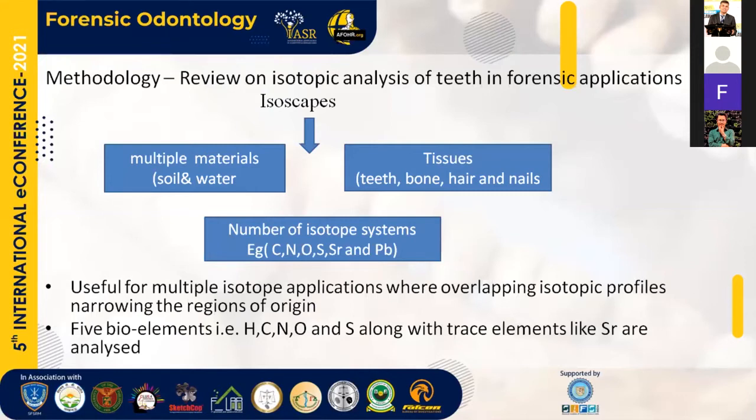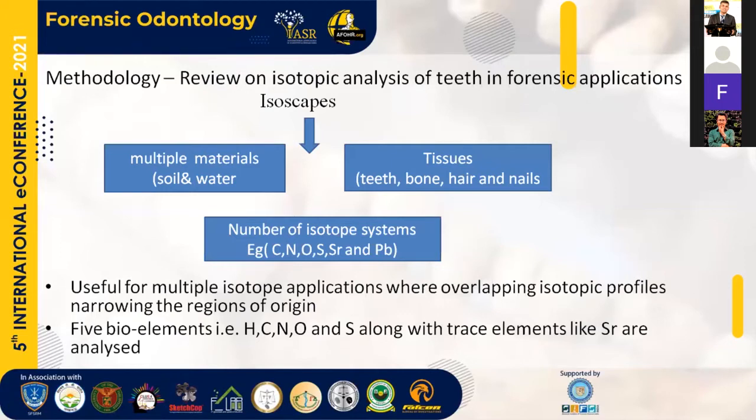First, initially, how the procedure goes about is we generate isoscapes. What are isoscapes? Isoscapes are reference maps or landscape maps. These landscape maps usually will be generated via geographic information systems to generate reference isotopic landscapes, that is isoscapes, and they can be generated for multiple materials. Example is water, soil, and tissues. Which tissues? It could be teeth, bone, hair, and nails, and probably for a number of isotope systems. Example is carbon, nitrogen, oxygen, sulfur, strontium, and even lead.